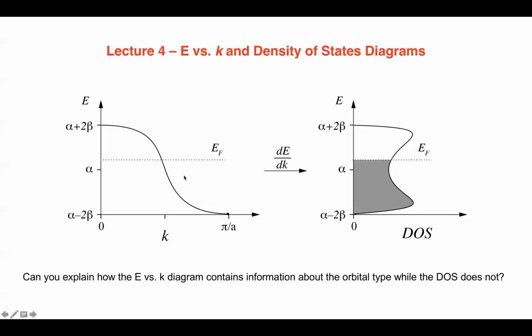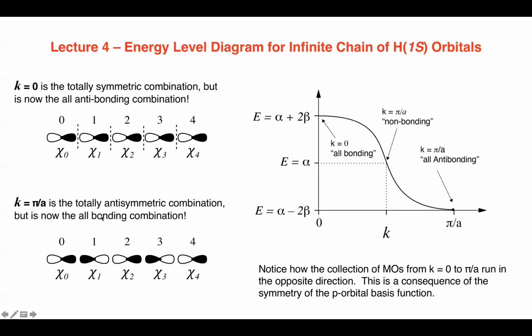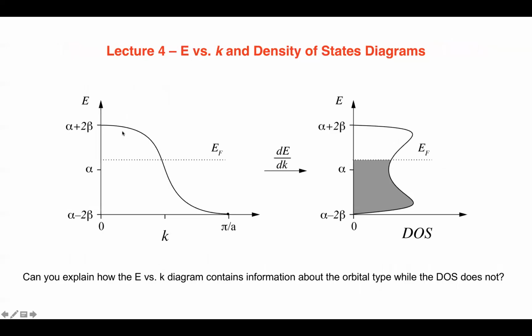of antisymmetric functions because it starts off at high energy for K equals 0. An antisymmetric function like a p orbital basis set here with K equals 0, the antisymmetric function is all antibonding, and the highest energy state is at K equals 0. If it were a bunch of hydrogen 1s orbitals, this line would start down here at -2 beta and would go up as you go to the right.